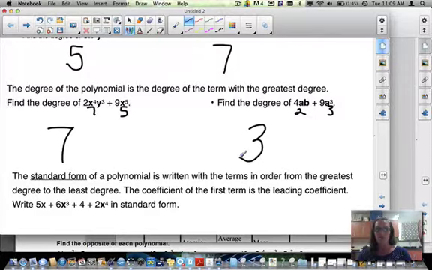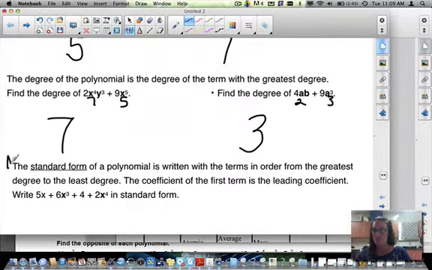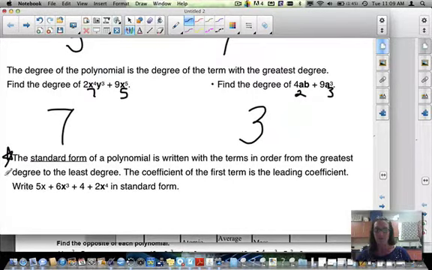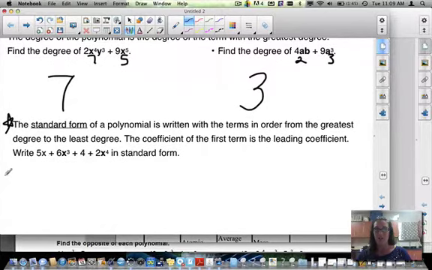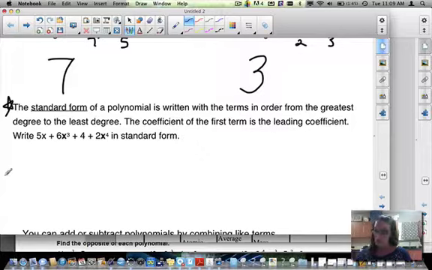Now, it's also important for you to write your polynomial in standard form. The standard form of a polynomial is written with the terms in order from the greatest degree to the least degree. The coefficient of the first term would be called the leading coefficient. So go ahead and add standard form and leading coefficient to your words worth knowing. I know there's a lot of vocab for this section, but it's important that you know these terms. So pause it because I am going to be moving on.